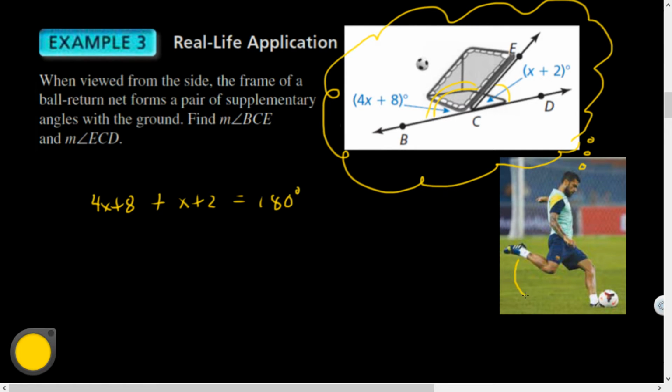I think this foot's going to go like this. Bam. And then the soccer ball is going to follow some sort of a parabola unless he puts spin on it and we take wind resistance into account.